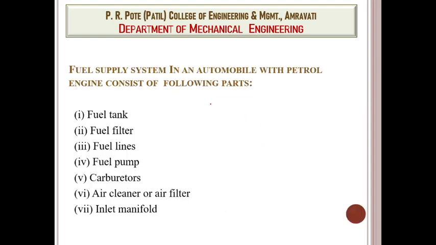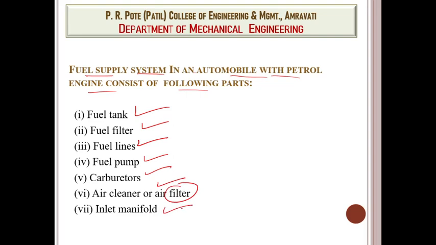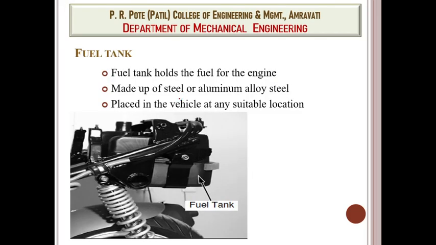Here I note down that the fuel supply system in an automobile with a petrol engine consists of the following parts: fuel tank, fuel filter, fuel lines, fuel pump, carburetor, air cleaner or air filter, and inlet manifold. Look at here: fuel tank, fuel filter, fuel lines, fuel pump. You see here the first is our fuel tank. This is the fuel tank of our automobile engine.